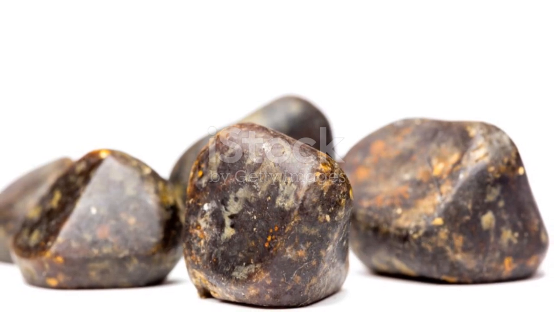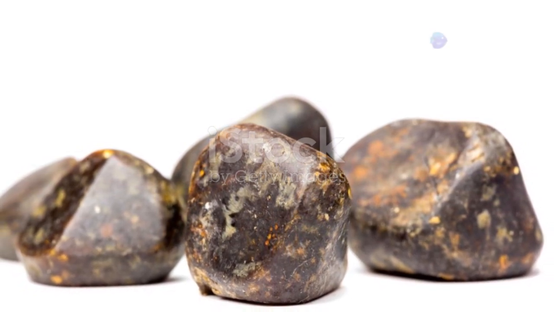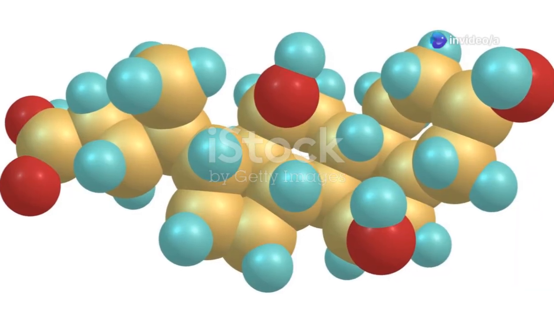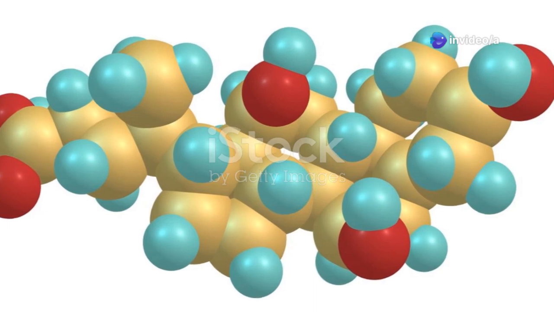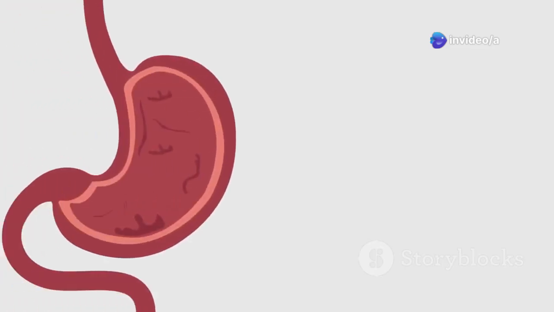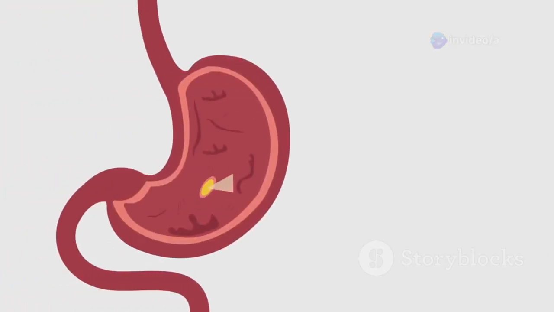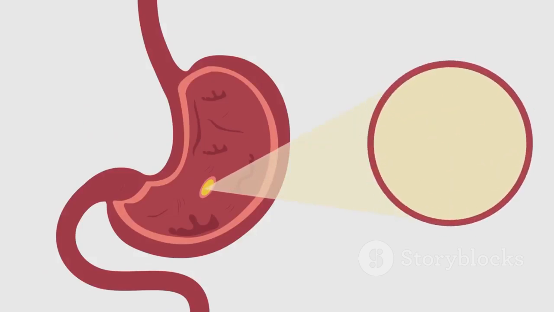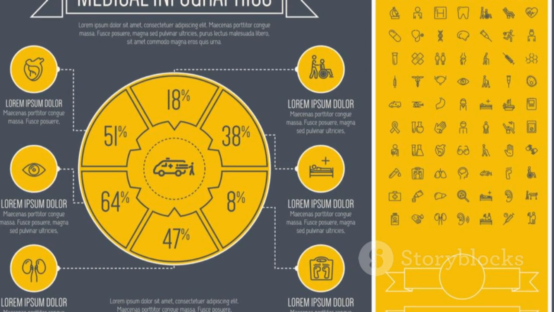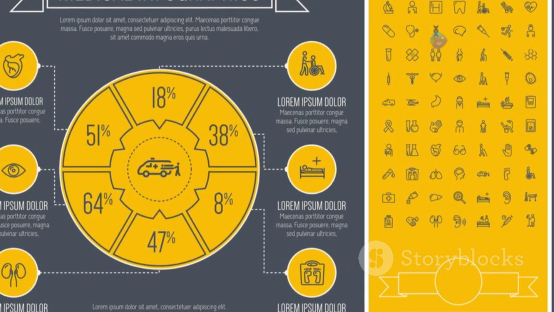Gallstones are hardened deposits that form in the gallbladder or bile ducts. They are primarily composed of cholesterol, bile salts, or bilirubin. Gallstones form when these substances in bile become imbalanced and precipitate out of solution. Cholesterol gallstones are the most common type, making up about 80% of cases.